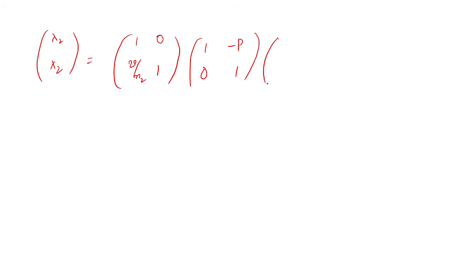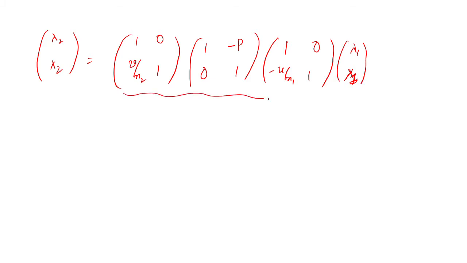So then I can combine all these three matrices and write lambda 2 x2, that is the image, would be equal to 1 0 v by n2 1, that is the last translation, then the refraction before that, then the first translation times lambda 1 x1, right? So this is a simple matrix multiplication, right?